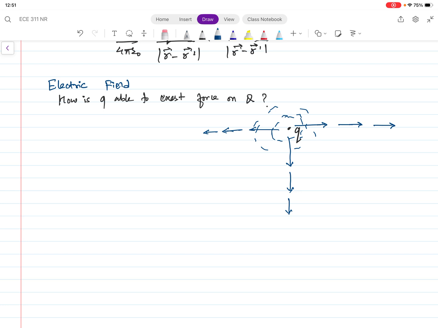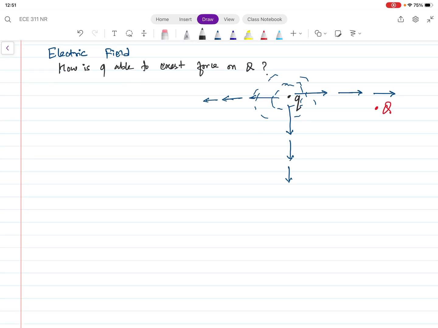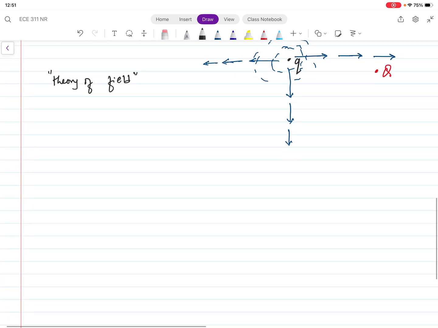In other words, what the field is doing is essentially transmitting the influence of the source charge on some test charge q. Therefore, the goal in this course is to learn the theory of field rather than the study of forces. And to understand the field, let us rewrite Coulomb's law in a different form.